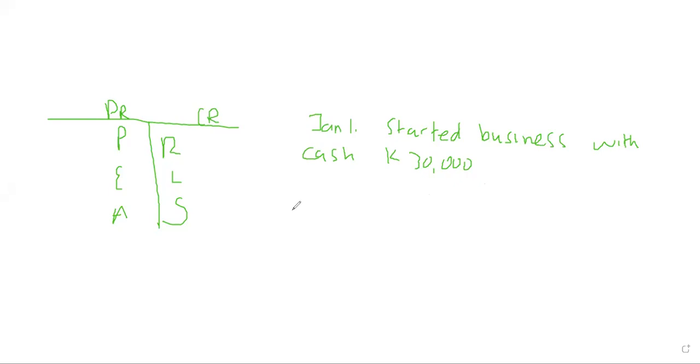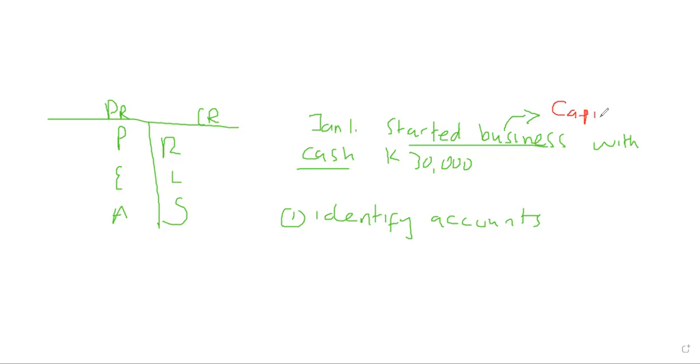Now, when we have this sentence, let us go through these three stages. One, we identify the accounts on this transaction. The two accounts here are the started business account and the cash account. Now, we don't call it started business account, we call it capital account. Okay, we have identified the two accounts from this transaction.